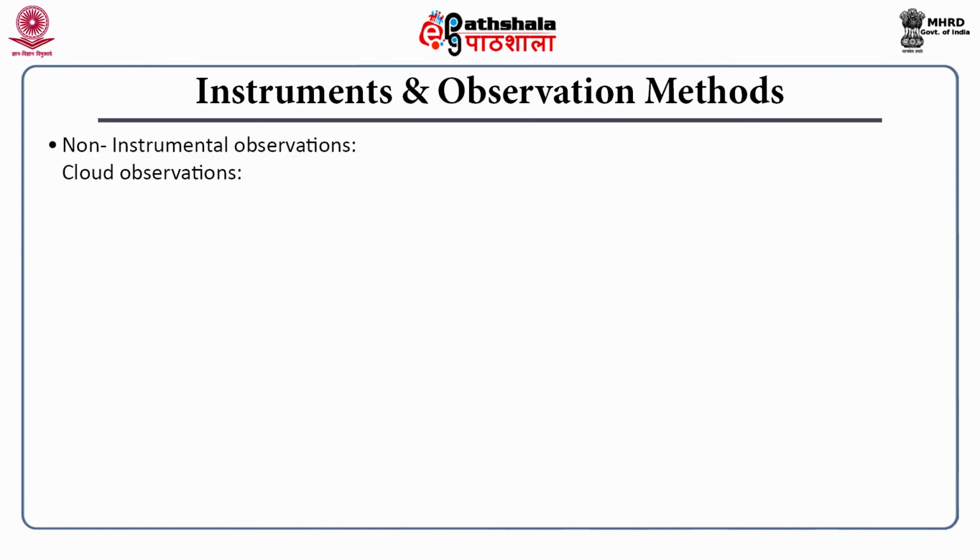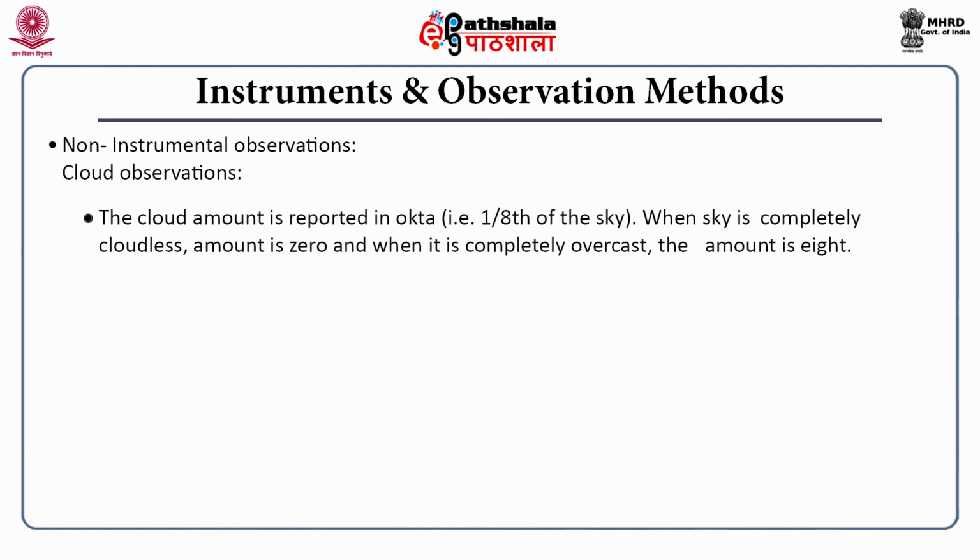Now, the non-instrumental observations, that means observations which do not require instruments. Without the aid of instruments, these parameters can also be measured. One of them is cloud. The cloud amount is reported in terms of octa. If the sky is completely cloudless, then it is 0 octa. If it is completely overcast, then it is 8 octa.